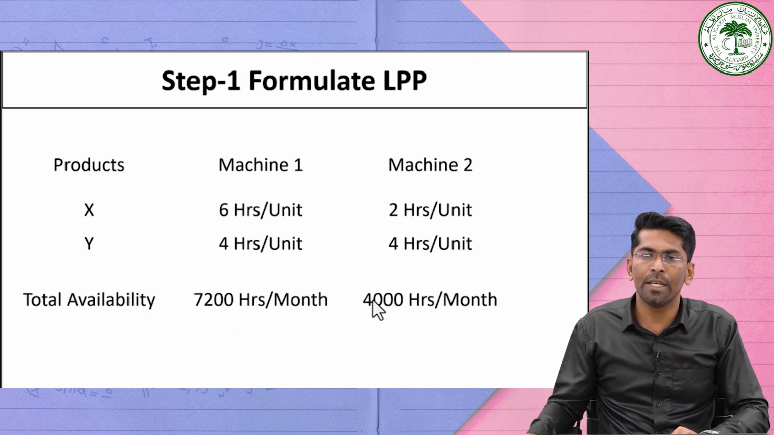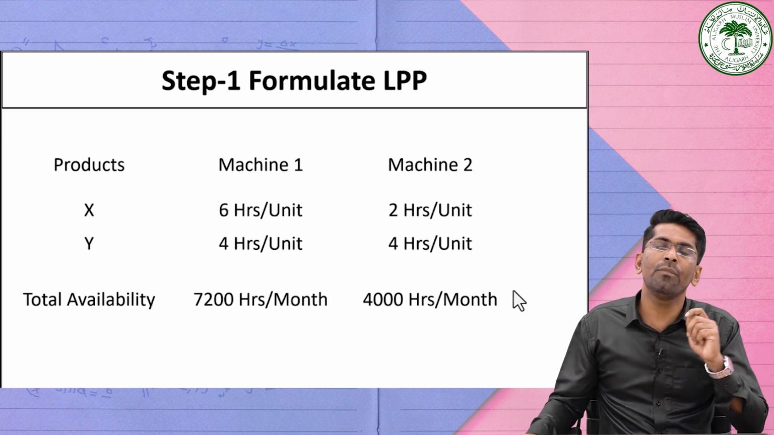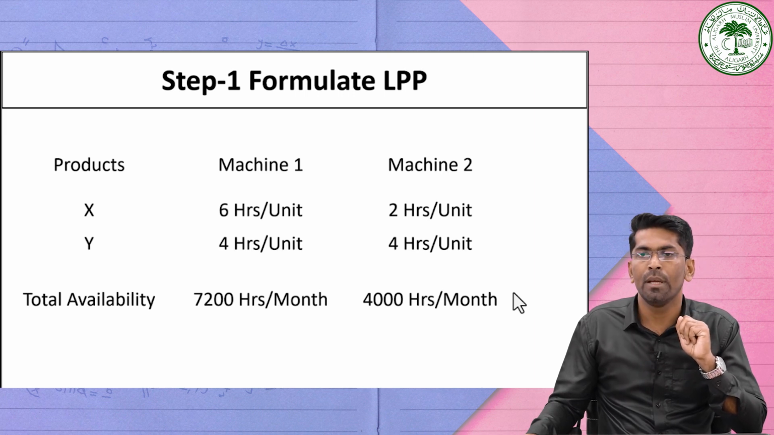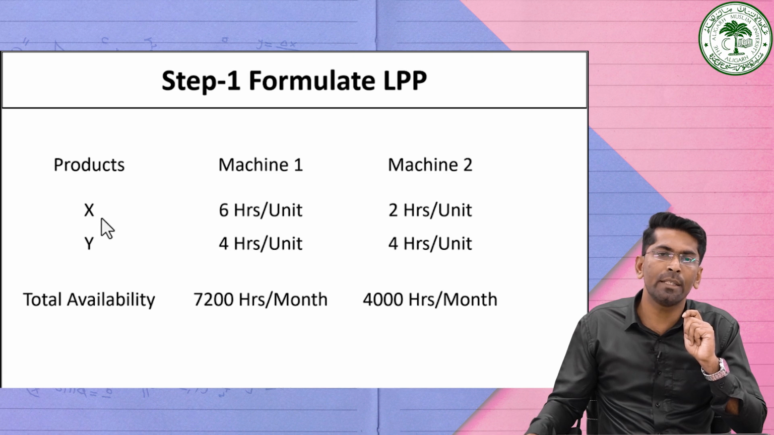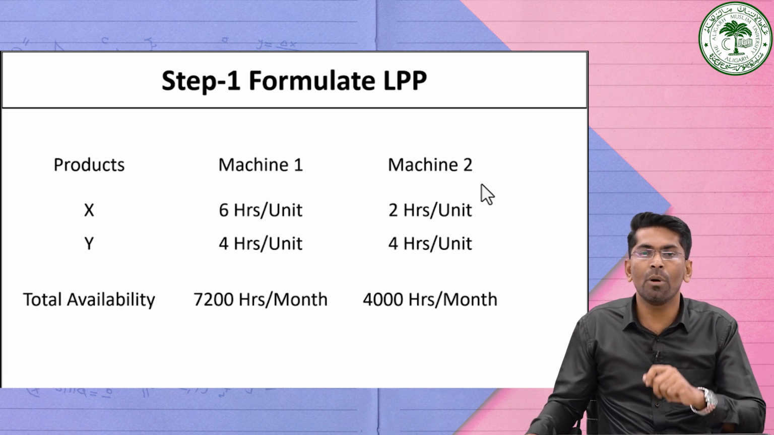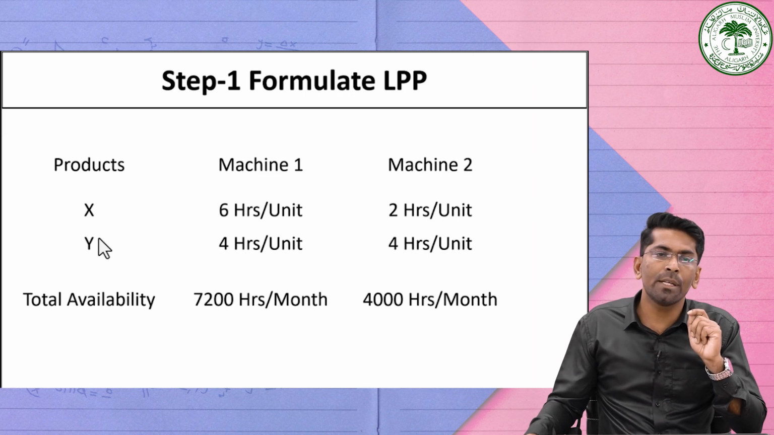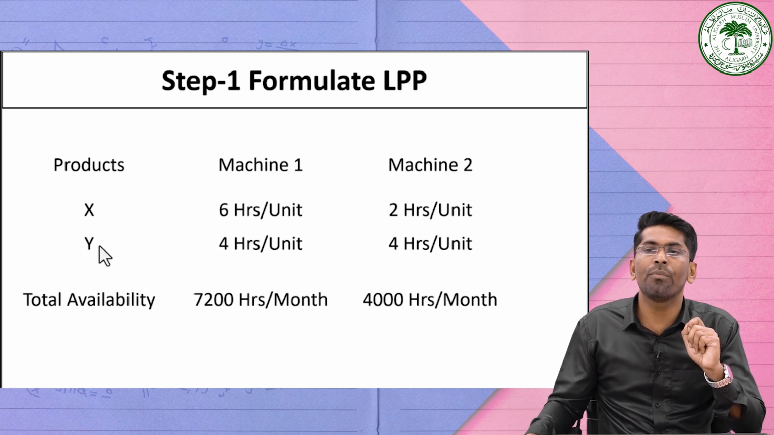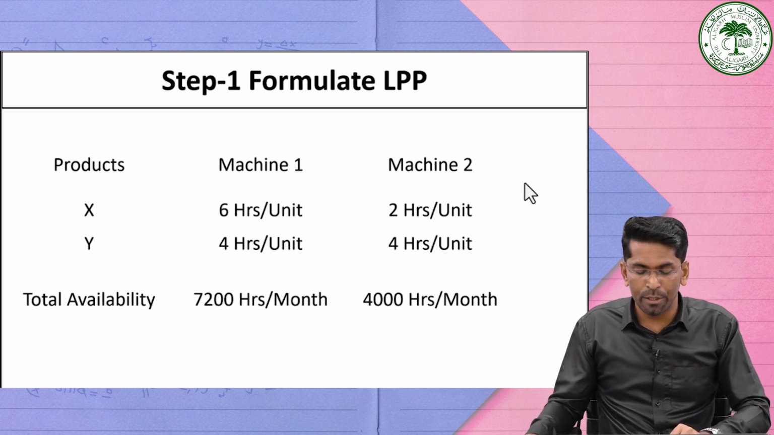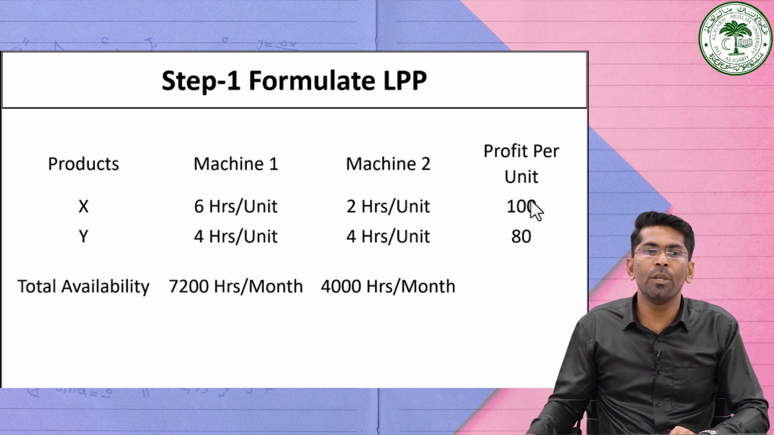So this is one of the limitations, and at the same time one more piece of information given in the problem is the profit per unit sale of the product. If you sell product X in the market, then you get a profit of rupees 100, and from product Y, a profit of 80 rupees. So we are also going to incorporate that here. Profit per unit of sale of commodity X is rupees 100 and for Y it is 80 rupees.